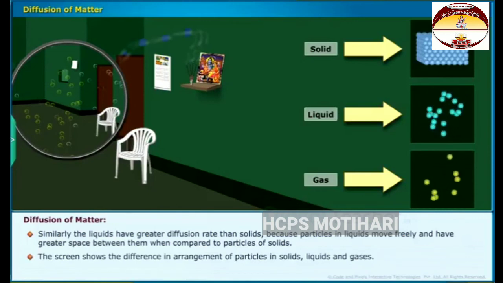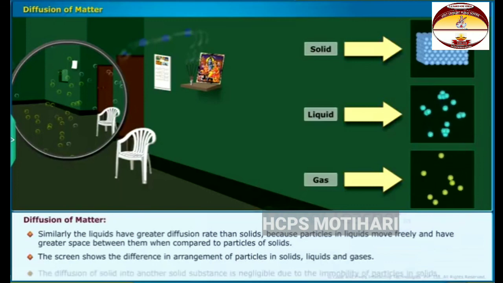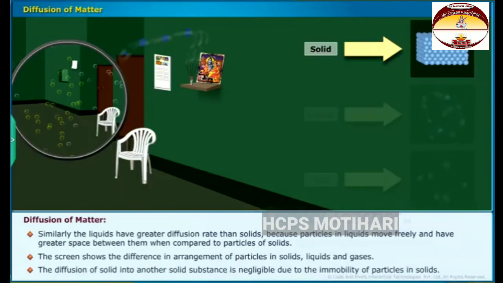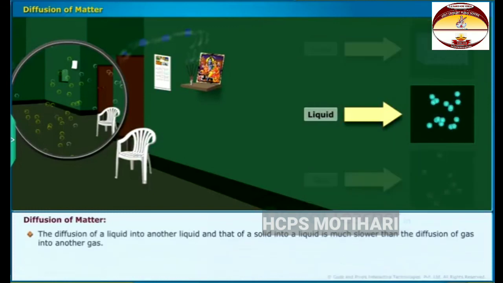The screen shows the difference in arrangement of particles in solids, liquids and gases. The diffusion of solid into another solid substance is negligible due to the immobility of particles in solids. The diffusion of a liquid into another liquid and that of a solid into a liquid is much slower than the diffusion of gas into another gas.